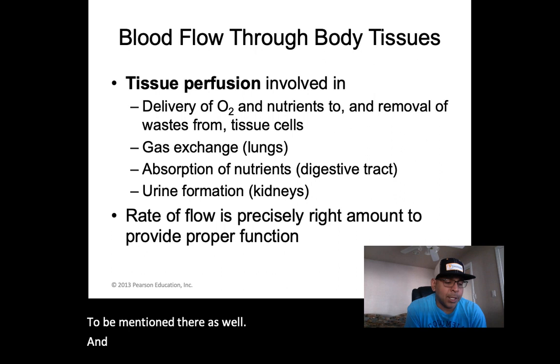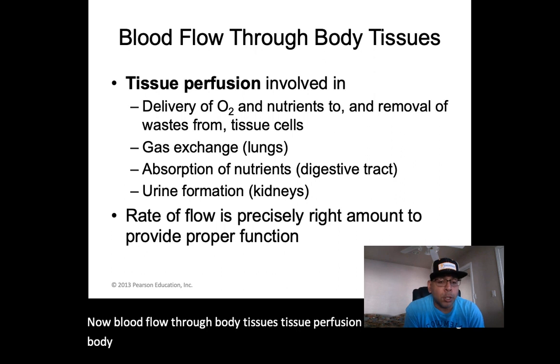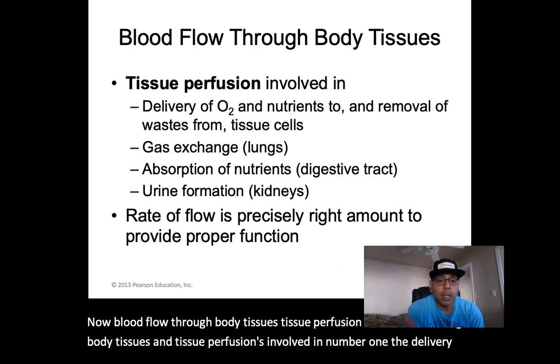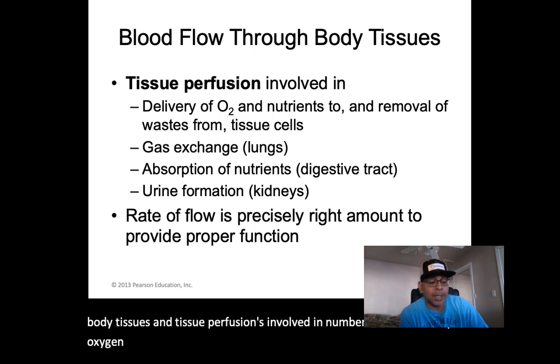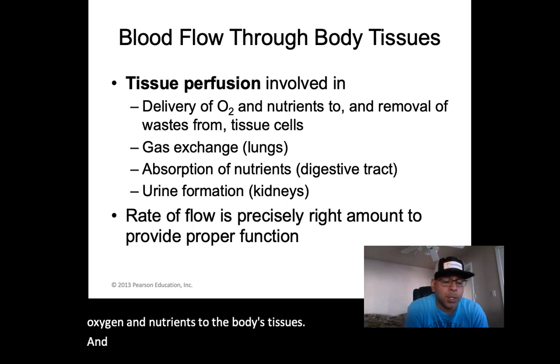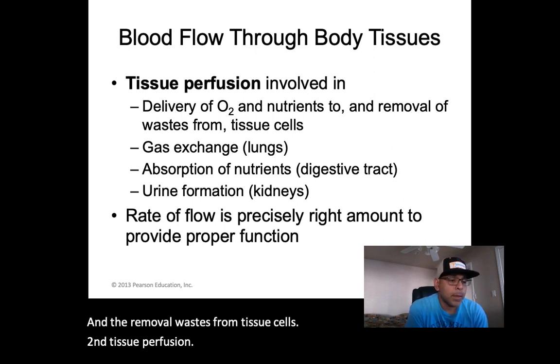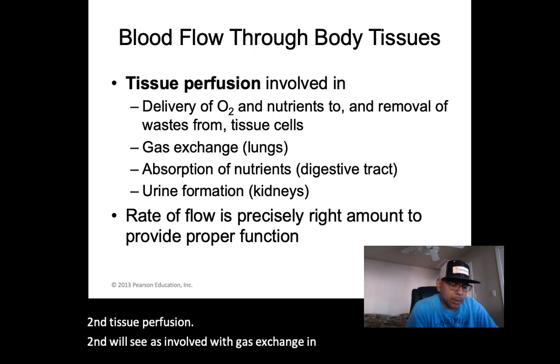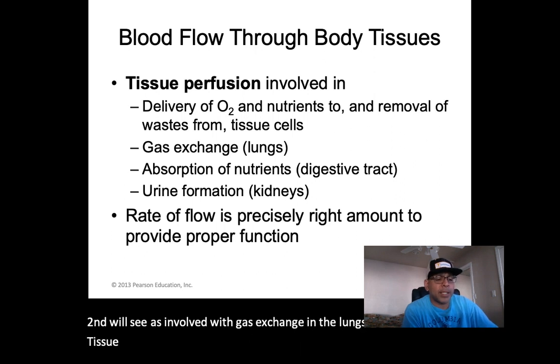Now, blood flow through body tissues, tissue perfusion. Tissue perfusion is involved, number one, in the delivery of oxygen and nutrients to the body's tissues, and the removal of waste from tissue cells. Second, tissue perfusion we'll see is involved with gas exchange in the lungs. So tissue perfusion is very important for gas exchange in the lungs.